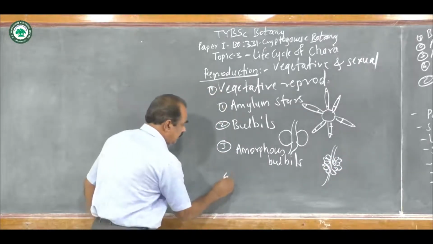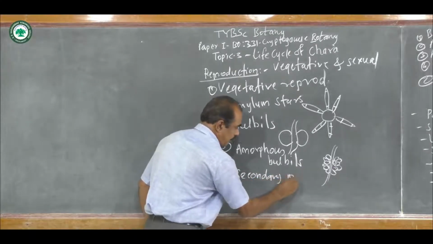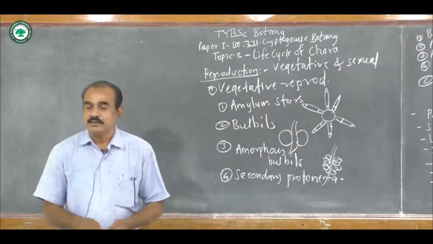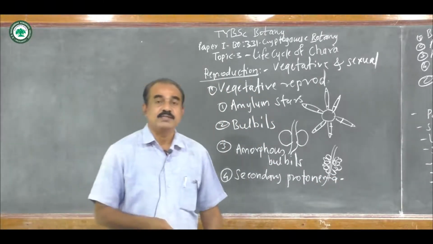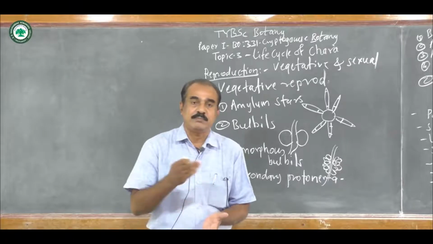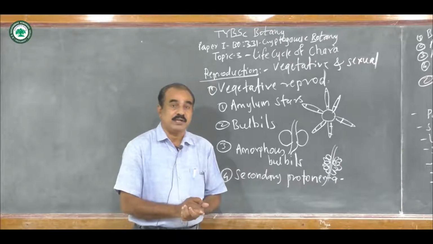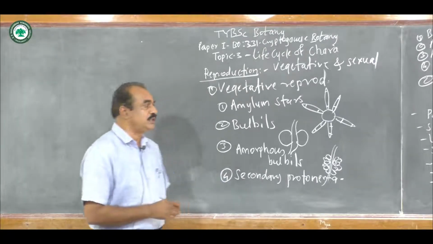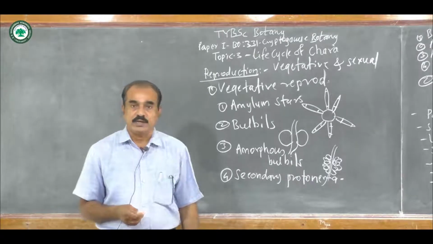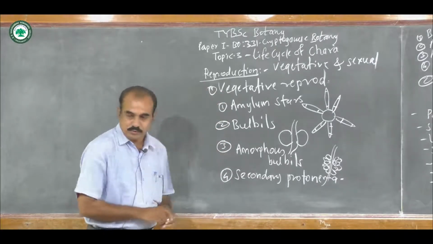And fourth, that is the secondary protonema. Now these are the secondary protonema. They are filamentous. They are developed on the rhizoids of the Chara plant. Now on the rhizoid, primary protonema get developed. From primary protonema, secondary protonema get developed, and from the secondary protonema, the main thallus of the Chara plant is developed. So these are the 4 different types of vegetative reproduction found in different species of the Chara, that is amylum stars, bulbils, amorphous bulbils, and secondary protonema.